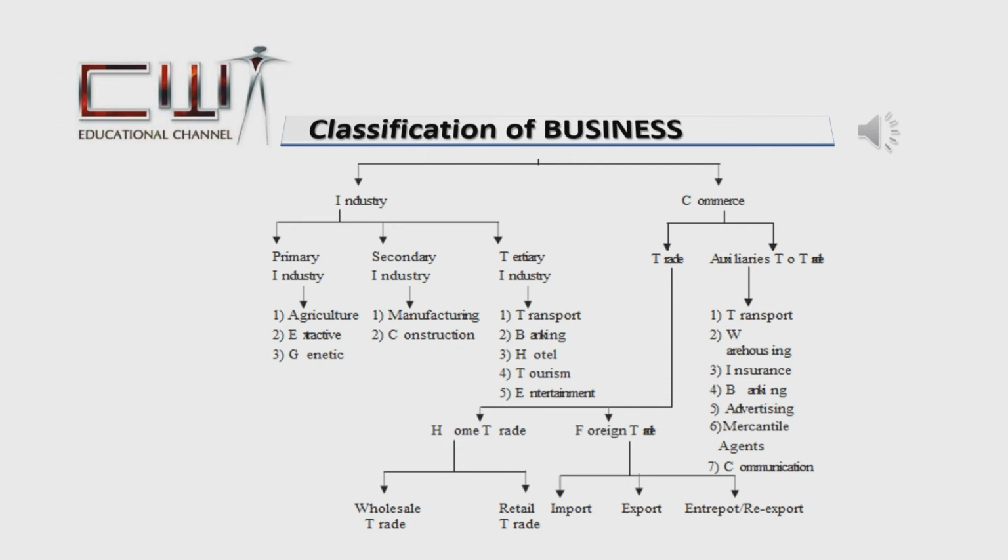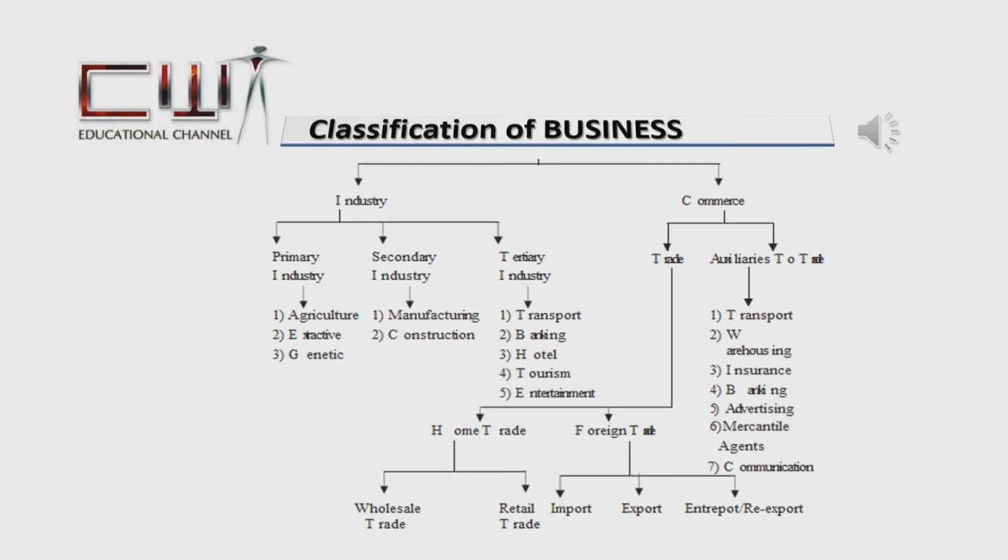Now, under home trade, there is wholesale trade and retail trade. Under wholesale trade, wholesalers buy the goods from the manufacturer themselves and then sell to the retailers at a small margin. Generally, wholesalers sell at a small margin, but they operate in bulk quantities. Under retail trade, the goods are sold to the ultimate consumers for direct satisfaction of wants. Retailers generally buy the goods from the wholesalers and sell to the consumers directly.